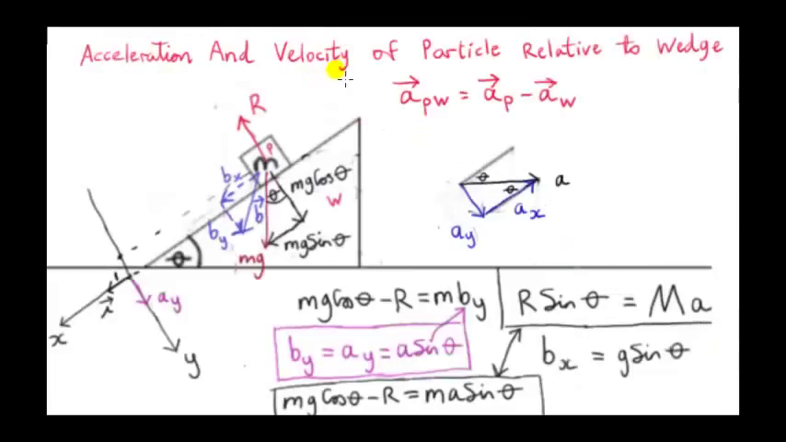Let's look at the acceleration and the velocity of the particle relative to the wedge. Here is our formula for relative acceleration. You can see that it's got the exact same form as the formula for relative velocity. So here we have the acceleration of the particle relative to the wedge. That's the actual acceleration of the particle minus the actual acceleration of the wedge. Well, the actual acceleration of the particle is just this vector b. That's its acceleration relative to a fixed xy axis. And as for the acceleration of the wedge, we just call that a.